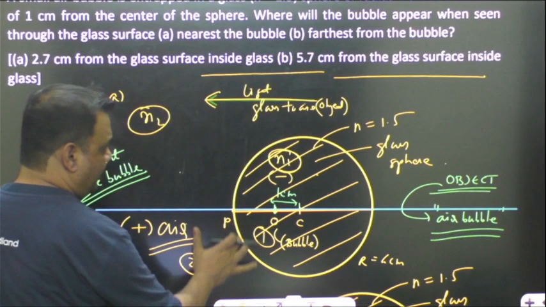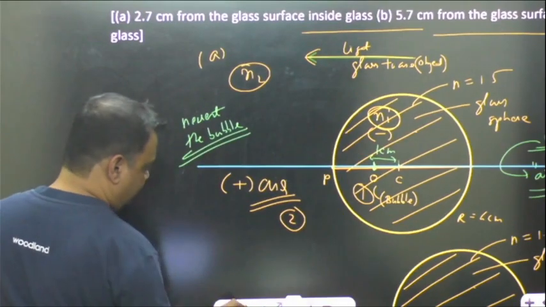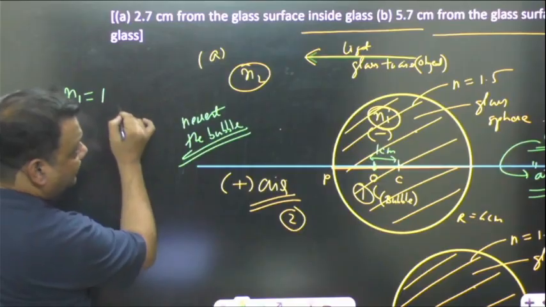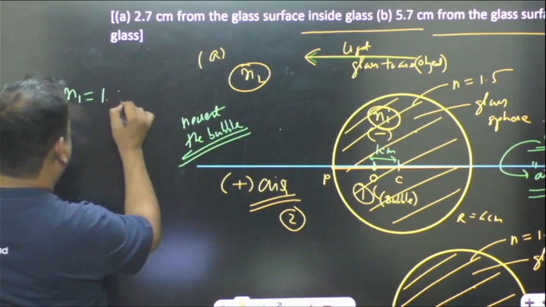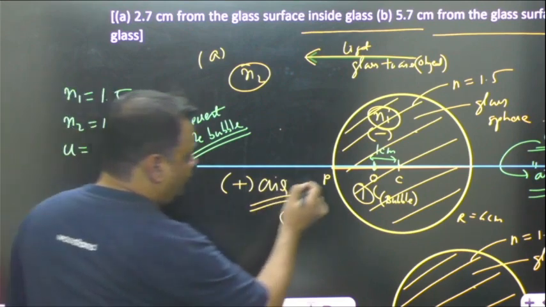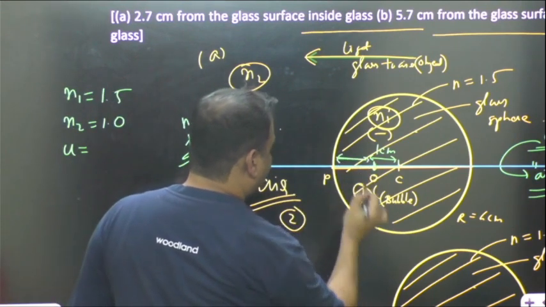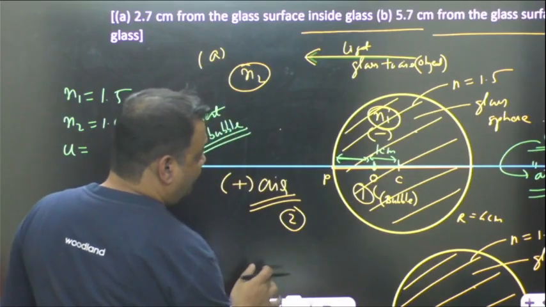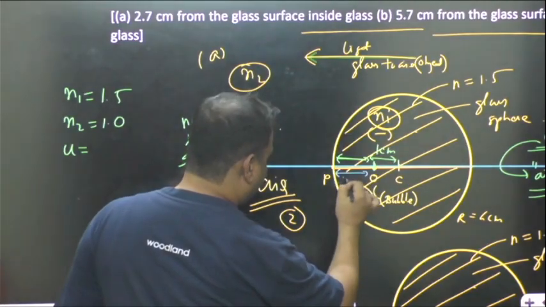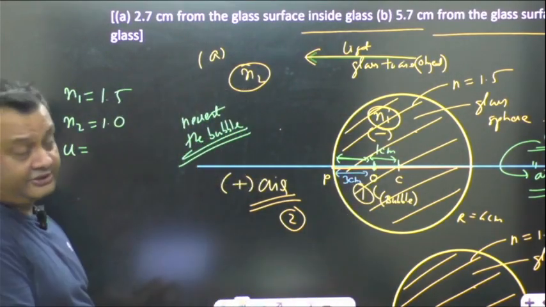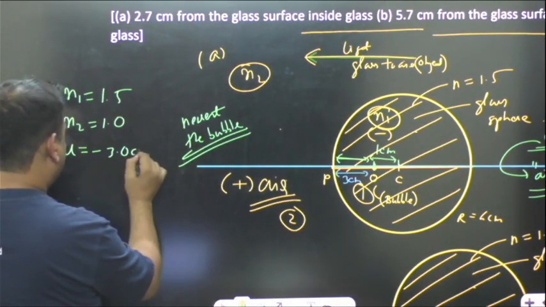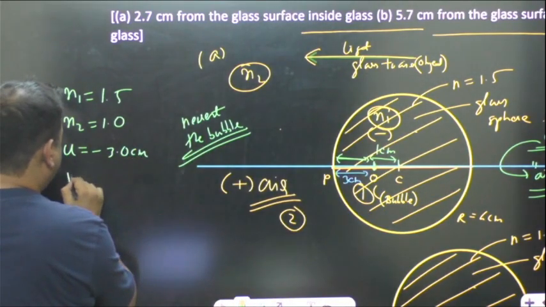Now write all the data with proper sign for case 1. What is N1? The refractive index of the glass, which is given as 1.5. What is N2? The refractive index of air. What is U? U will be this much distance. Your radius is 4 centimeter, so this is 1 centimeter. So the bubble from the surface would be at 3 centimeter, plus 3 or minus 3? We have already seen this is the negative side, so this will be minus 3, and your V is unknown.